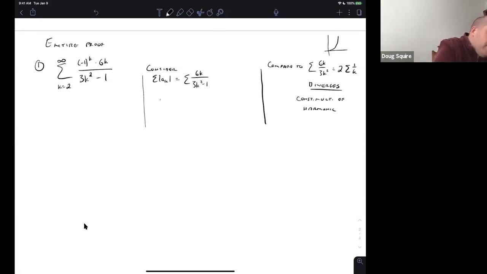So we can use direct comparison, which is quicker than limit comparison, but not that much easier. So I would say, okay, 6k over 3k squared minus 1 is bigger than 6k over 3k squared. And in turn, that's bigger than 0. So the sum of the absolute value of a_k diverges by direct comparison. Does that make sense?